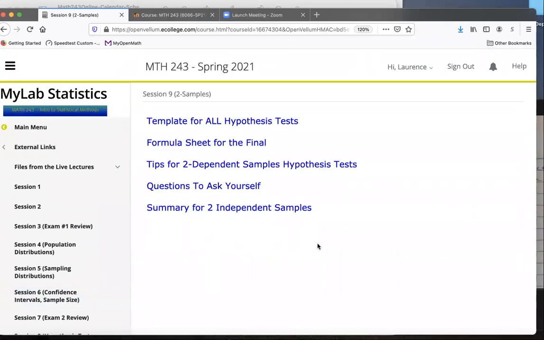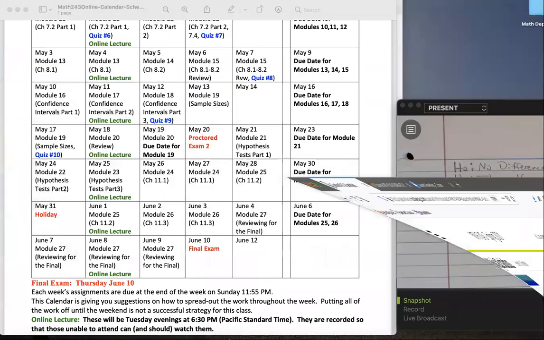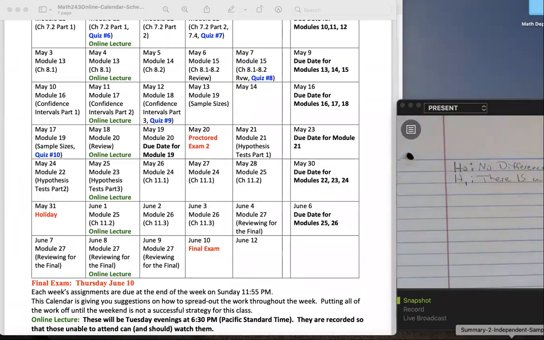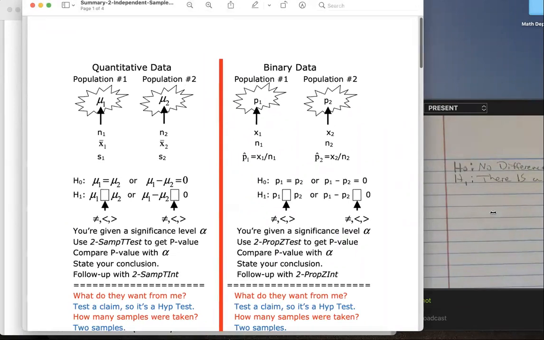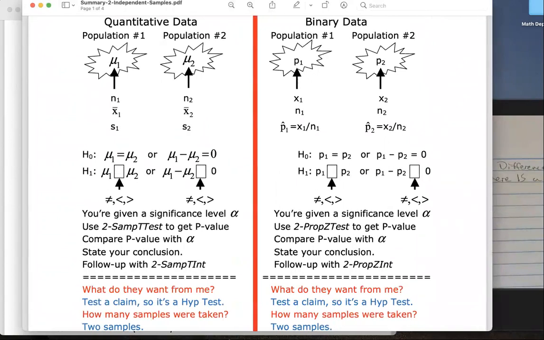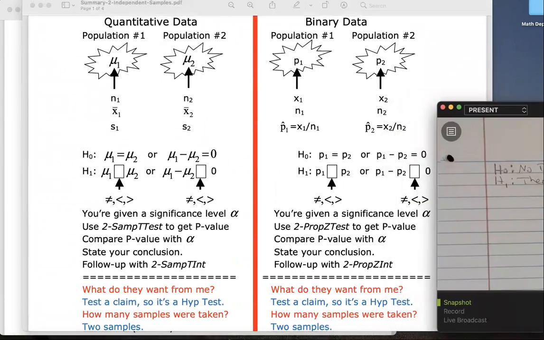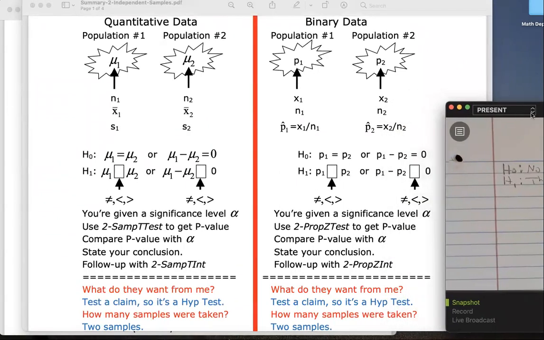So I'm going to be taking a look at this summary for 2 independent samples. Talk about that. And then I'll specifically talk about when we have dependent ones. But I'm going to start with this because it's a nice overview. All right. In fact, let's make this a little bigger. I can move that aside here.